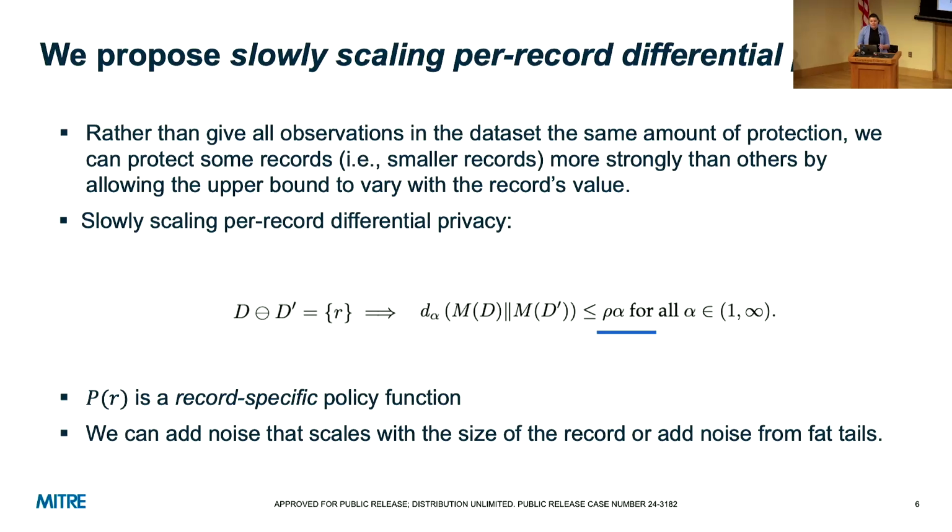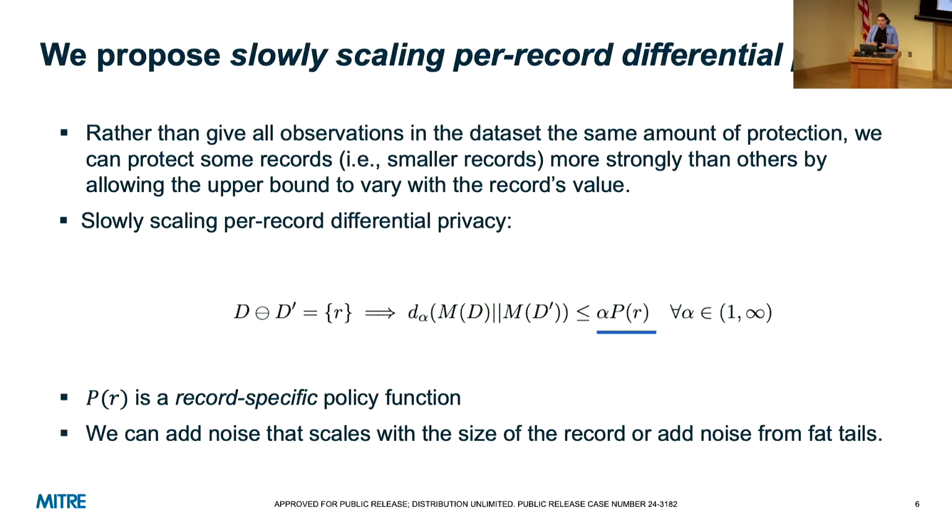So in this case, rather than giving all observations in the data set the same amount of protection, we can protect some records, i.e. smaller records, more strongly than others by allowing the upper bound to vary with the record's value. As we were looking at earlier, this distance metric was bounded from above by rho of alpha. Now, instead of rho being the constant that's multiplied by alpha to determine this upper bound, we're using this record-specific policy function, P of R.